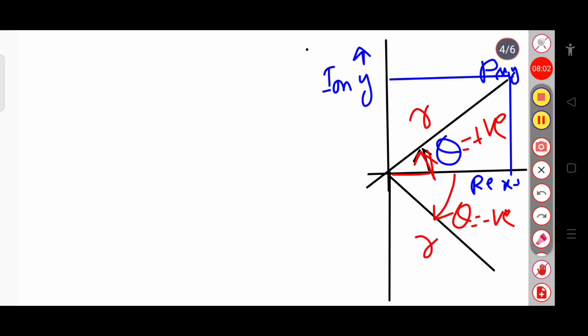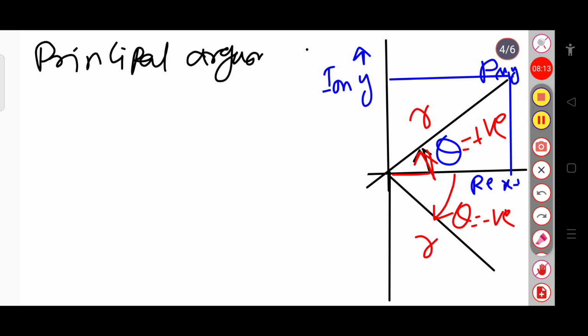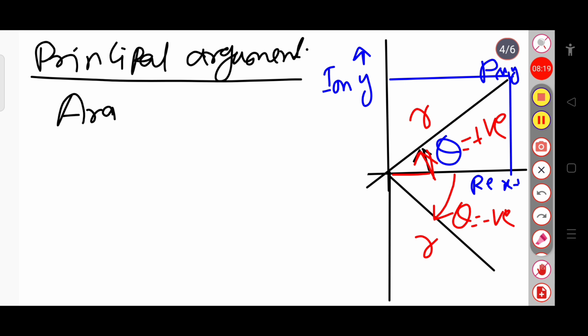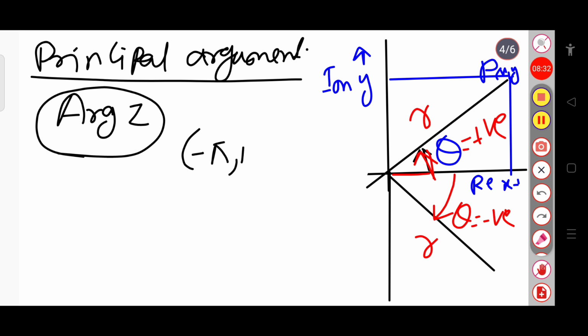Now we will discuss what the principal argument is. The principal argument is denoted by capital A, argument of z. When this theta lies between minus pi and plus pi, with an open bracket and a close bracket, then this theta is called the principal argument of the complex number.